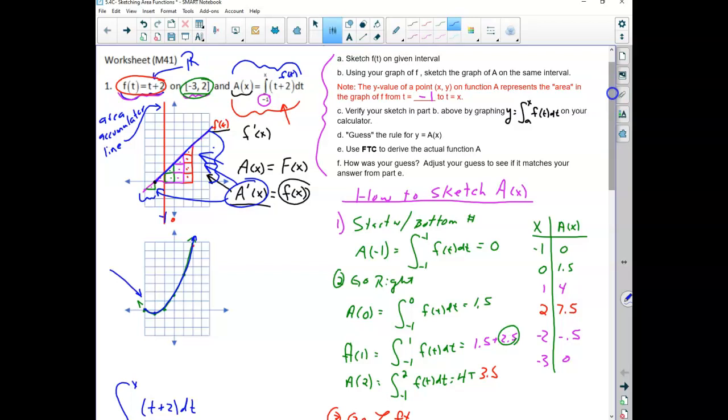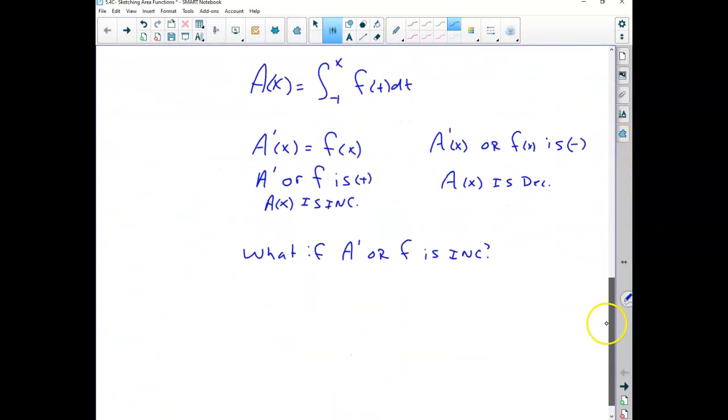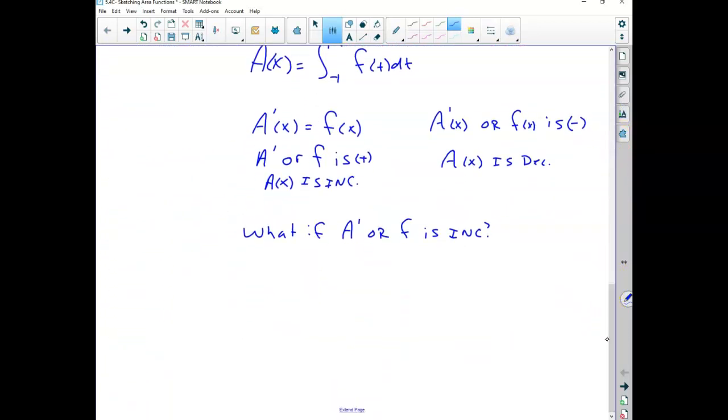The slope's 1 everywhere on that. More importantly, it's positive 1. So if it's positive, A double prime or F prime is greater than 0. If it's increasing, that meant my second derivative, or F prime, was greater than 0, which meant, because that second derivative was greater than 0, that A is concave up, right? Didn't it?